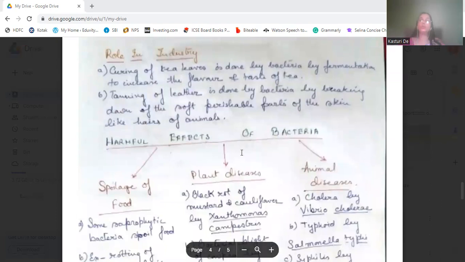Now, this was about agriculture. Now we come to the industrial role, like tea leaves.